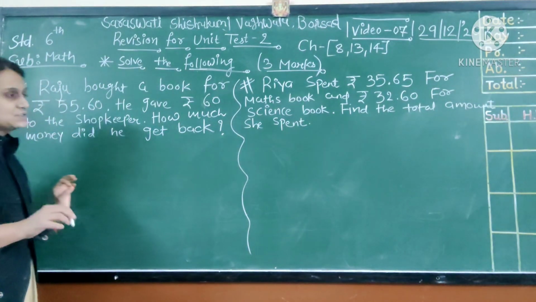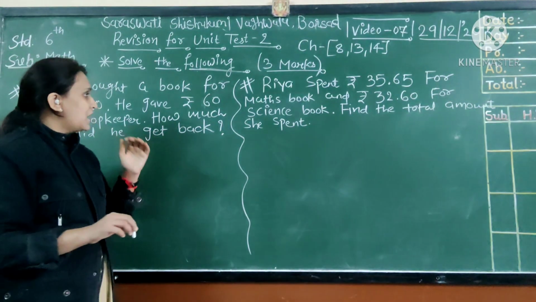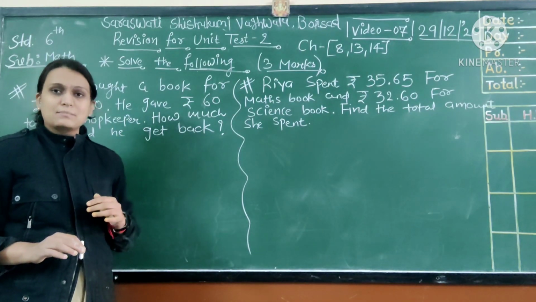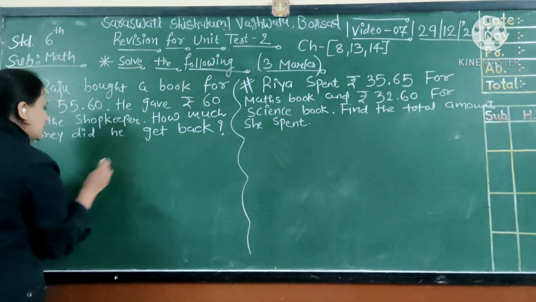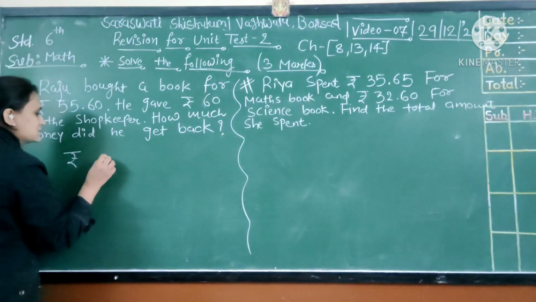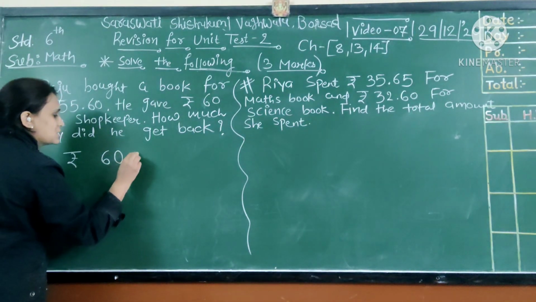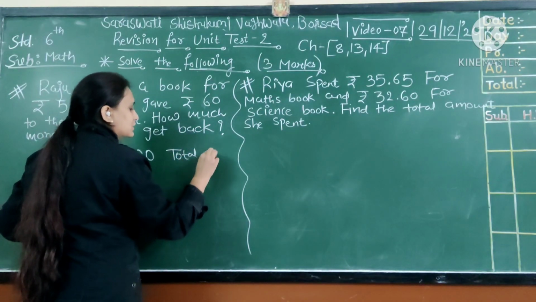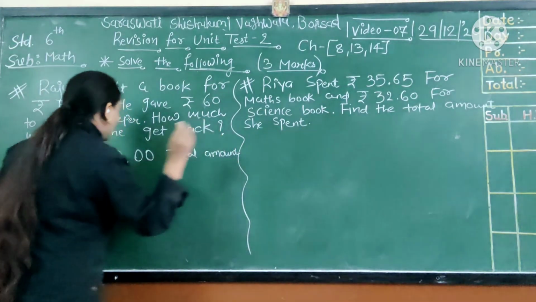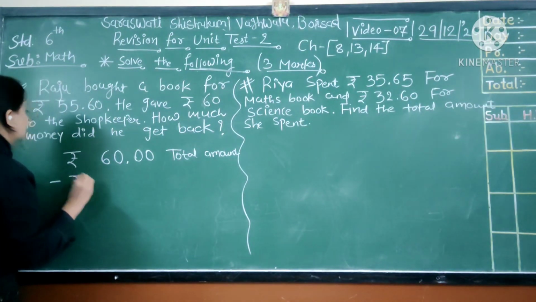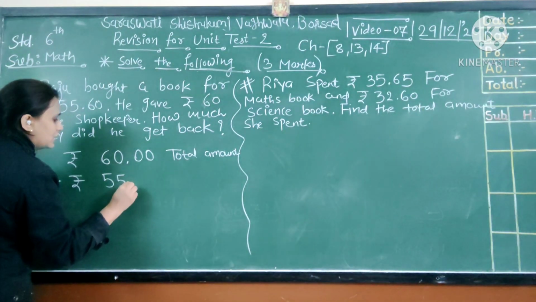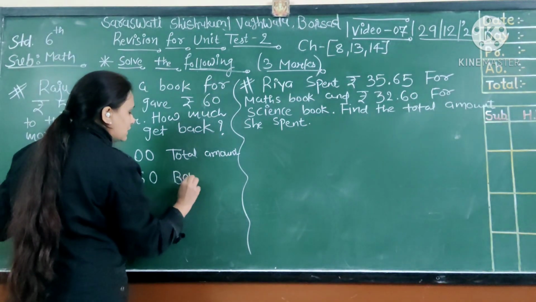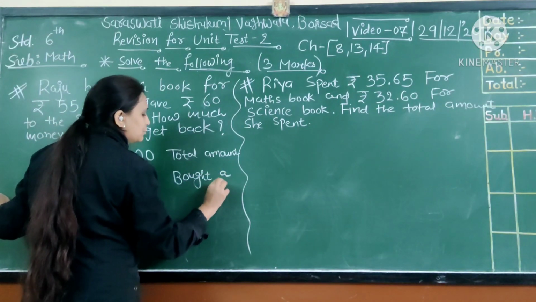Here you can see the subtraction is there, because he purchased a book and he has given more money to the shopkeeper. So to find how much he gets back, we have to subtract the numbers. Here the first number is ₹60. There is no decimal part, 0, 0. This is the total amount. Now he has purchased a book for ₹55.60. He bought a book.